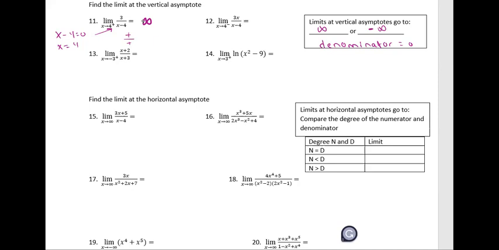So as you're looking at this, you have a positive 3 on the top. That's never going to change. Positive 3 will remain positive 3. But on the bottom, you have a positive number that is getting smaller and smaller. Well, what happens when you divide 3 by a very small positive number?